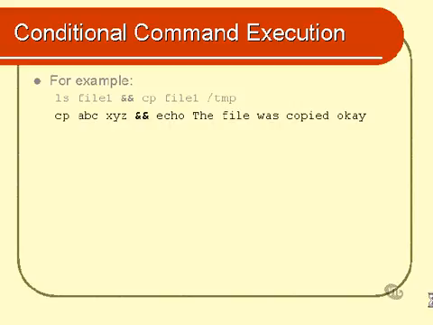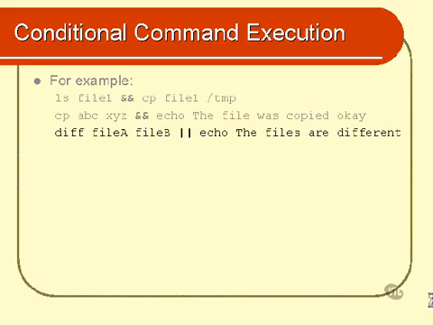Another way you could do it is you could say copy ABC to XYZ, and if that succeeds, then put out a message saying the file was copied OK. Now another example using the double pipe symbol. You can run the diff program. Now if diff finds differences between those two files, then it will return a value of 1, which we can think of as false, which will indeed cause the second command to run in this case.